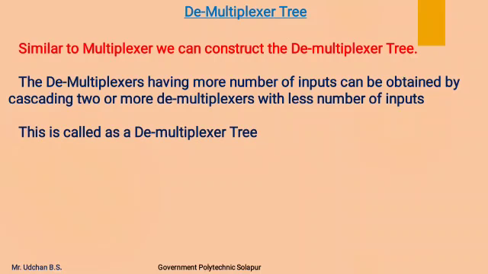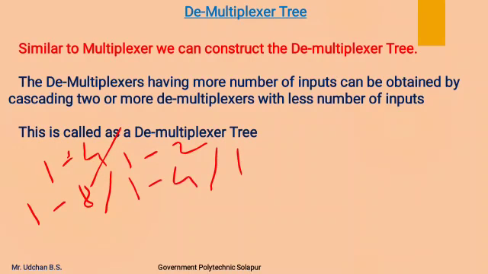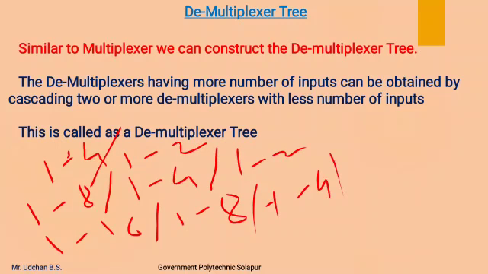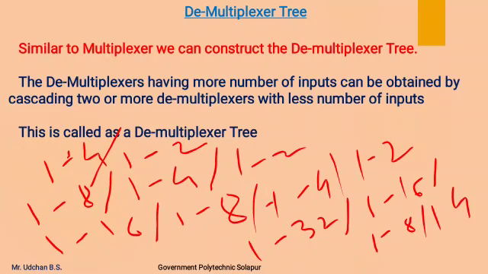Means we can construct a 1:4 demultiplexer using 1:2 demultiplexers. We can construct a 1:8 demultiplexer using 1:4 and 1:2 demultiplexers. We can construct a 1:16 demultiplexer using 1:8, 1:4 and 1:2 demultiplexers. Similarly, we can construct a 1:32 demultiplexer using 1:16, 1:8, 1:4 or 1:2. So we are going to see some examples based on the demultiplexer tree.